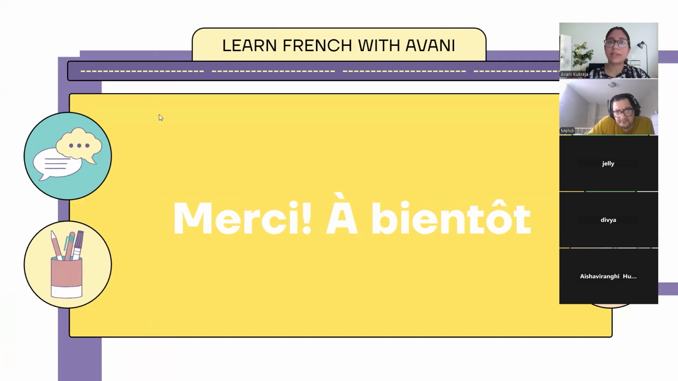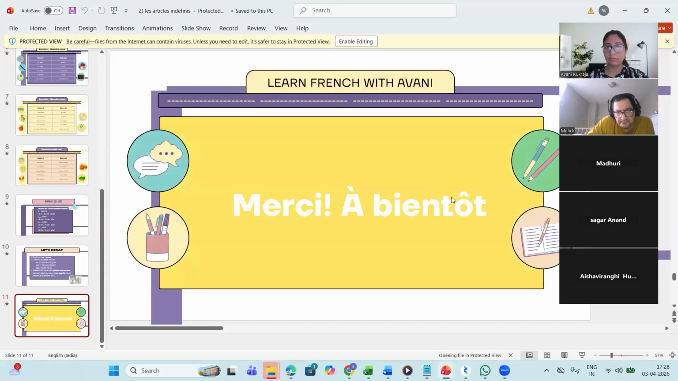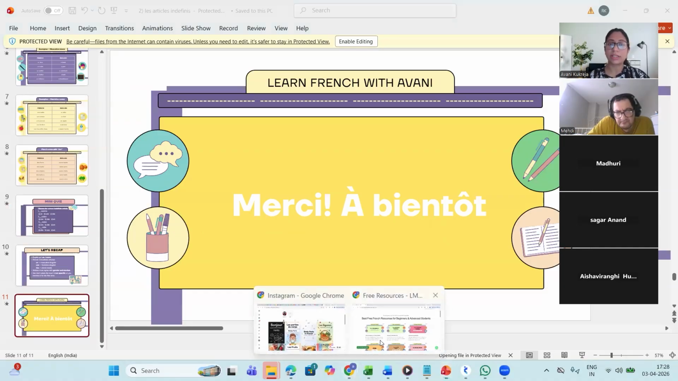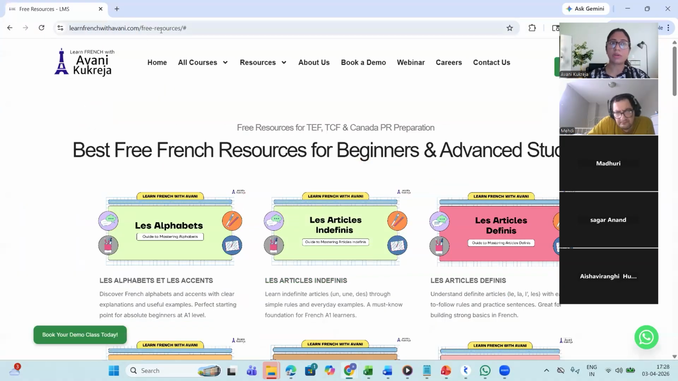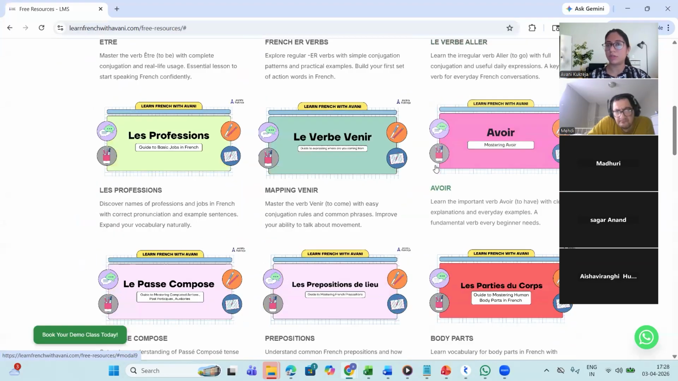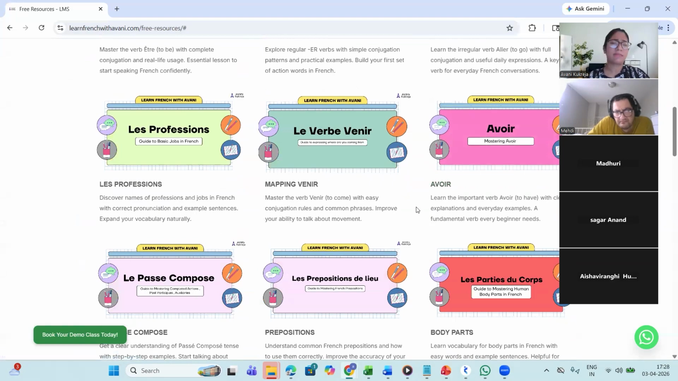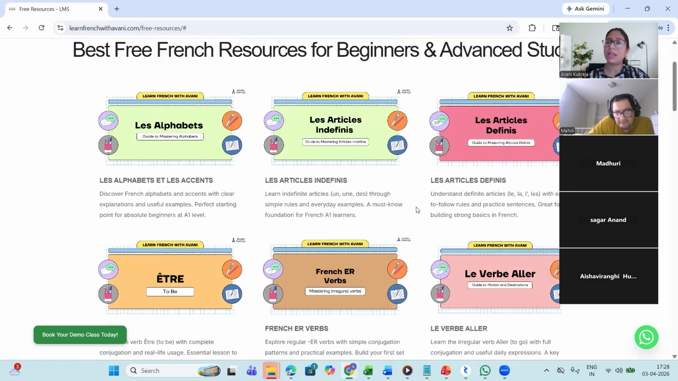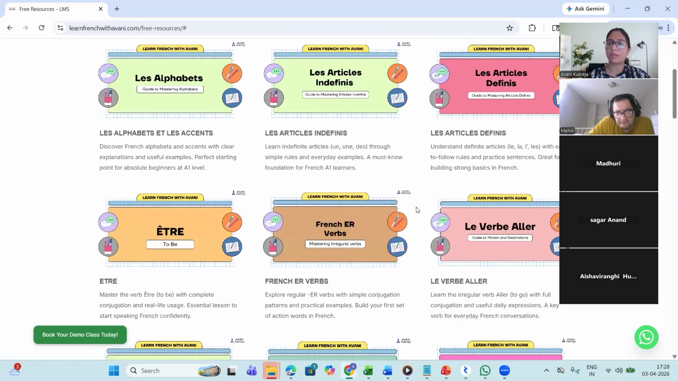The homework for you guys today is that I want you to revise this completely, properly, the new words and everything. Please go to resources on learnfrenchwithavani.com. Just go to free resources and access these slides, and please learn these words. There were barely 10, 12 words for you guys today. Please learn what's masculine, what's feminine, right?